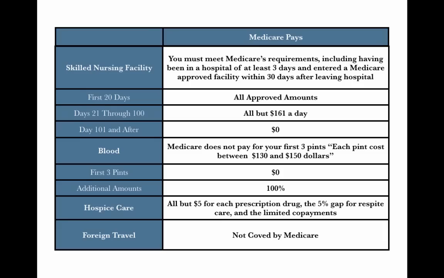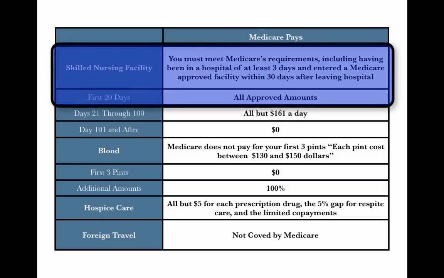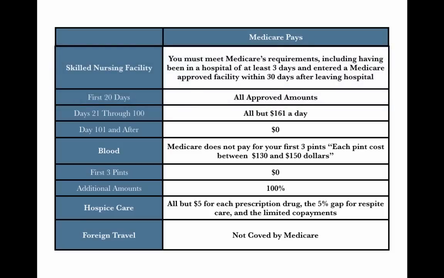Now let's look at what else Medicare pays for. They cover the first 20 days in skilled nursing care if you were hospitalized at least 3 days and needed care within 30 days of leaving the hospital. It will cost you $161 a day to stay in a nursing facility days 21 through 100. After 100 days, you are not covered, and this is where some people look at getting long-term care policies.